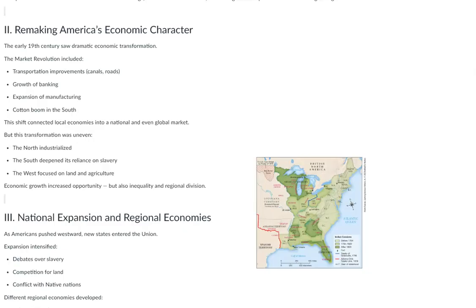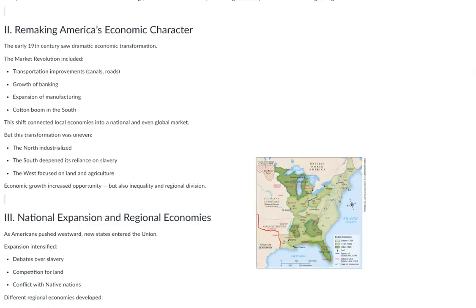We also have the growth of banking. We no longer have a Bank of the United States. There is a bank called the Bank of America, but that has nothing to do with our federal government. That's something separate. We no longer have a United States bank, but we did during this time period. We also see the expansion of manufacturing, and we see a cotton boom in the South.